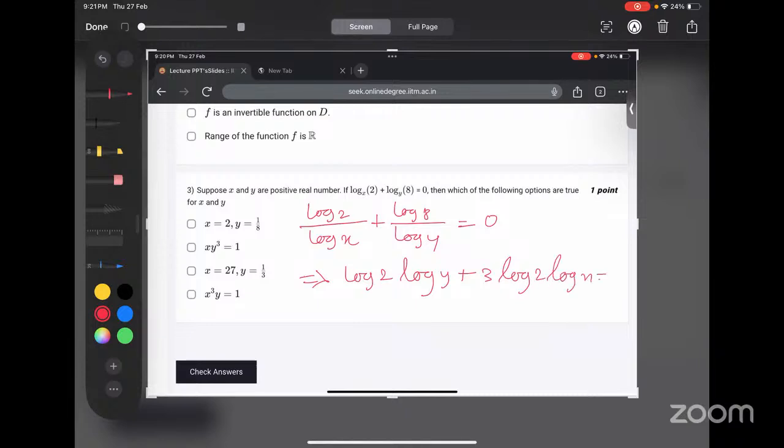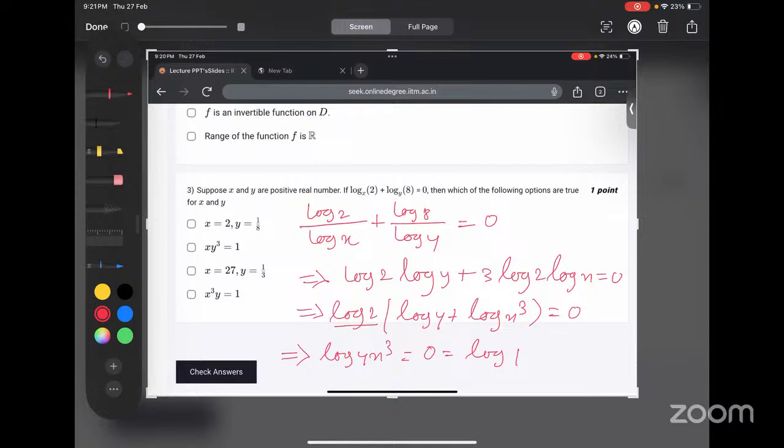Equal to 0. Then we can take log 2 as common, right? Yes, madam. So we will get log y plus log x cube. We know that log 2 is not equal to 0, so we can cancel it. So we will get log of y x cube is equal to 0, that is y x cube equals 1, right?